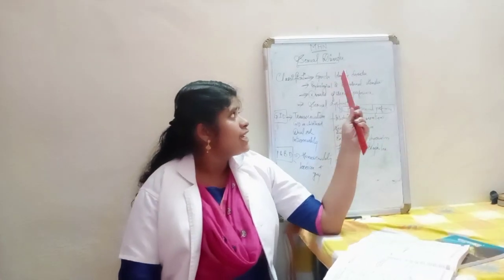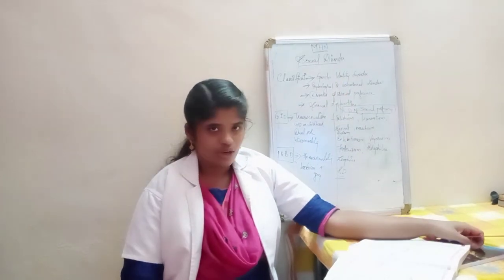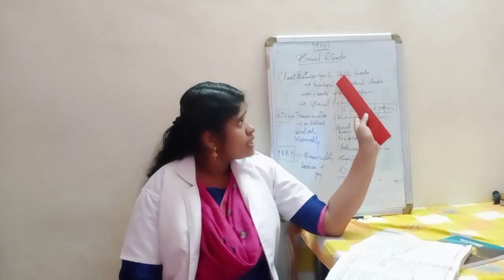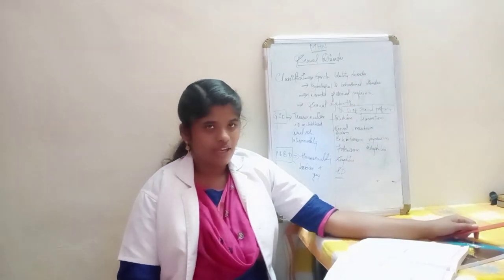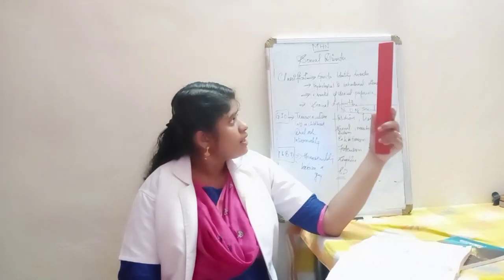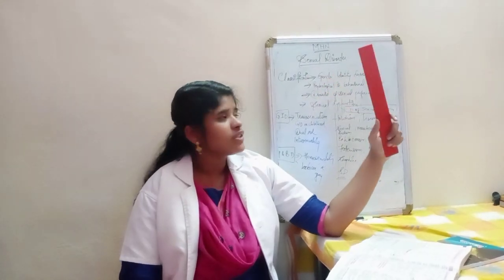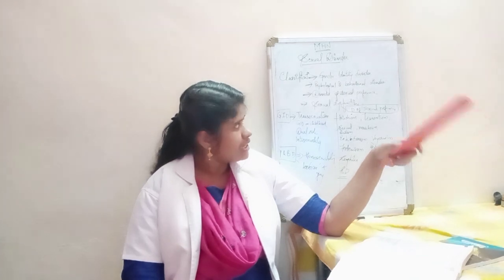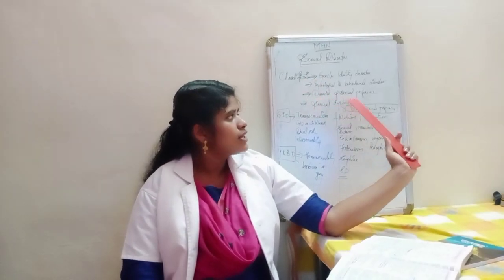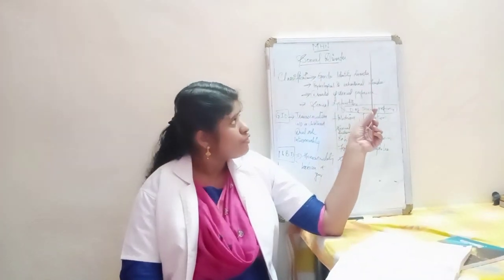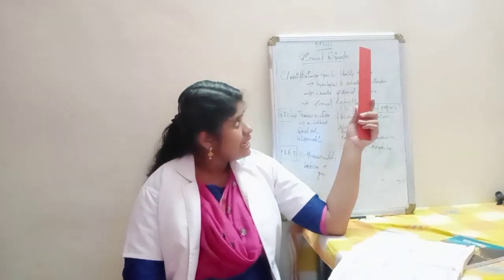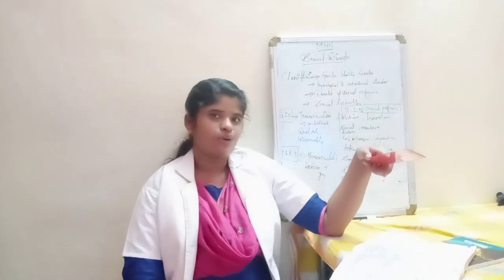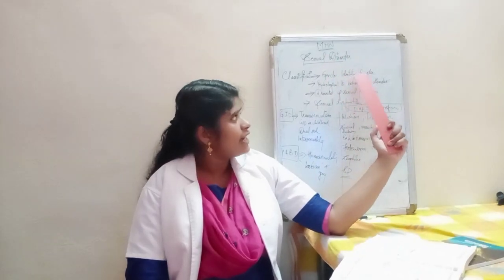First one is gender identity disorder. Second one is psychological and behavioral disorder. Third one is disorder of sexual preference. Next one is sexual dysfunction. So there are four classifications, and under this there are a few subclassifications which we will be discussing now.